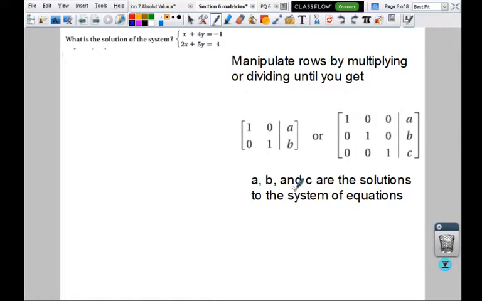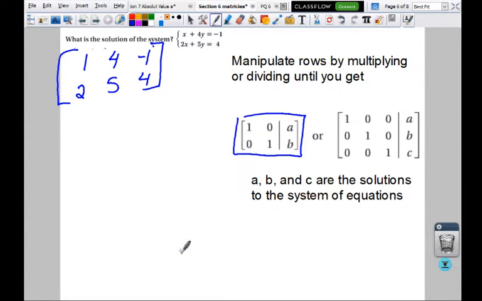So we are going to manipulate this system of equations up here. x plus 4y equals negative 1. 2x plus 5y equals 4. We're going to manipulate it until we get 1, 0, and then some number, 0, 1, and then some number. So keep that in mind. This is our goal. This is what we want. So I don't really care about the numbers in the very end. I just want 1, 0, and then 0, 1. So to start with, we're going to have to make a matrix. I'm going to have 1, 4, negative 1, and I'm going to have 2, 5, and 4. Alright.